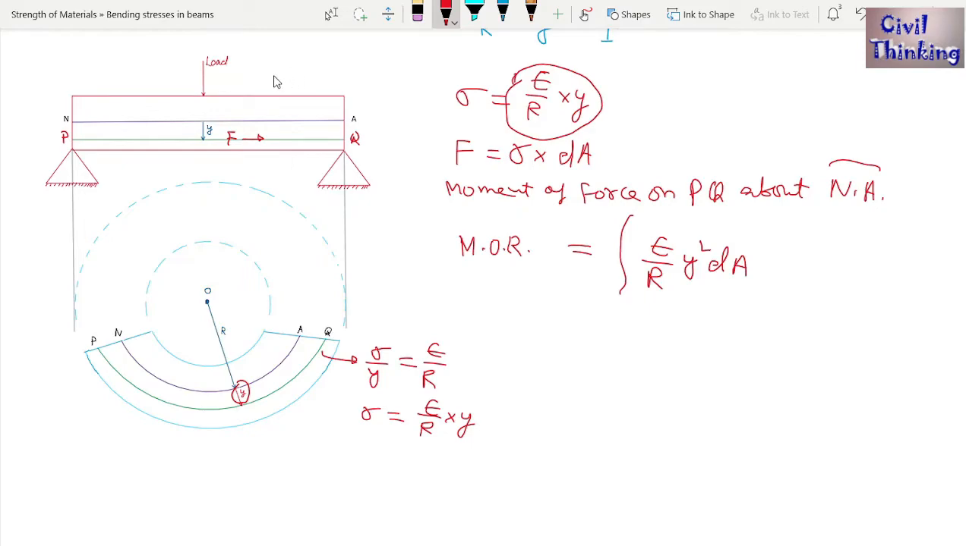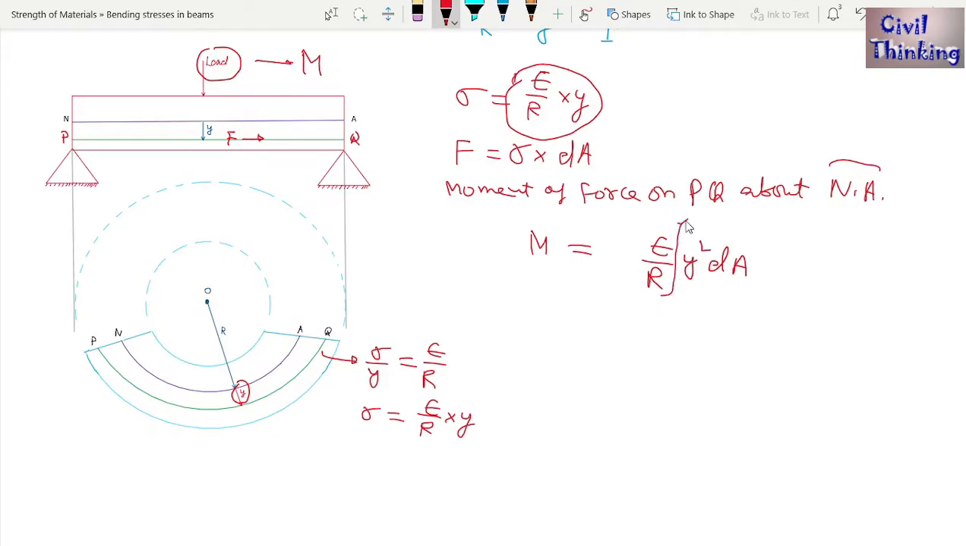Now let us say the applied moment is M. We have applied a moment on it, or we can say the load has applied a moment M on this. Now for static equilibrium, the moment of resistance must be equal to the applied moment, only then it will be in static equilibrium. So we can also write M is equal to the integration of E by R y square dA, right? Now E by R are constants, they can be taken out of the integration, so I can write something like this.